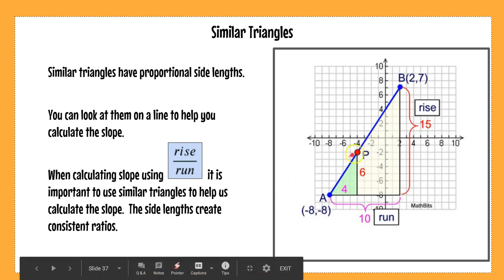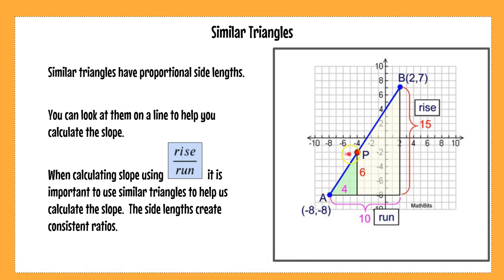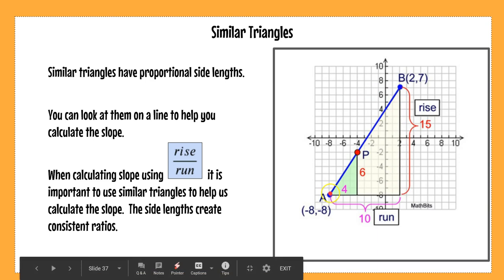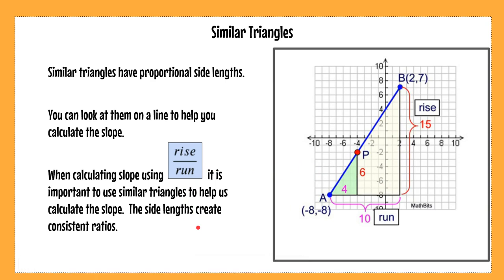So I've made similar triangles here by adding this point in the middle. If you go up 6 and right 4, that's going to simplify down to 3 over 2. Well, if I go up 15 and right 10, that rise over run also simplifies to 3 over 2. So those are the same proportional triangles. You can use similar triangles to help you calculate the slope, and the side lengths create those consistent ratios.